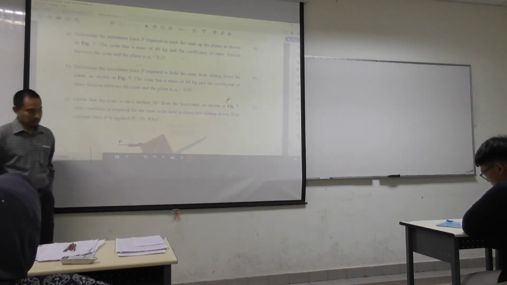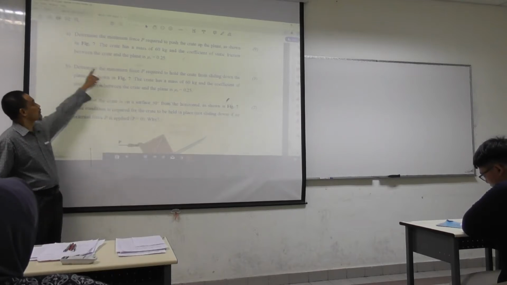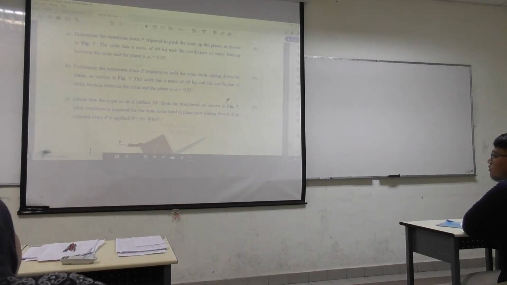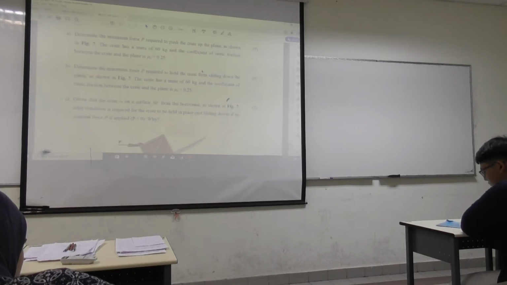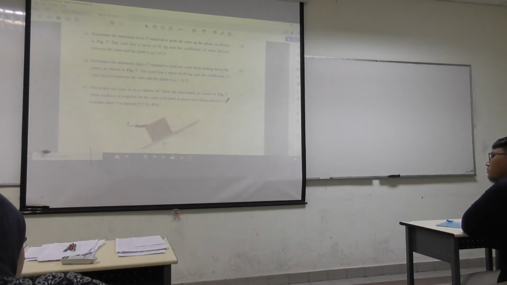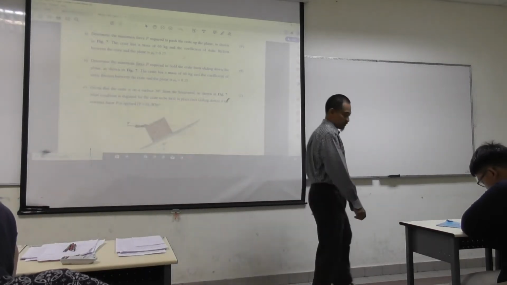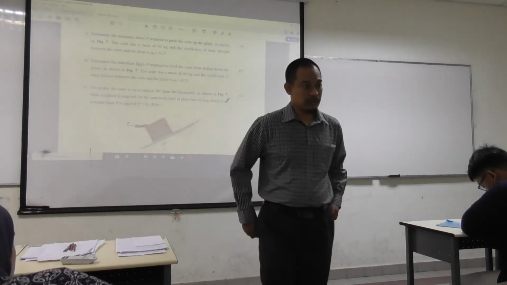Now, what I want you to do is try to draw the free body diagram of this, a different free body diagram for part A and B, and see if you have any problem with that. So basically, draw the free body diagram of part A and part B, just to see whether you have any problem with that.